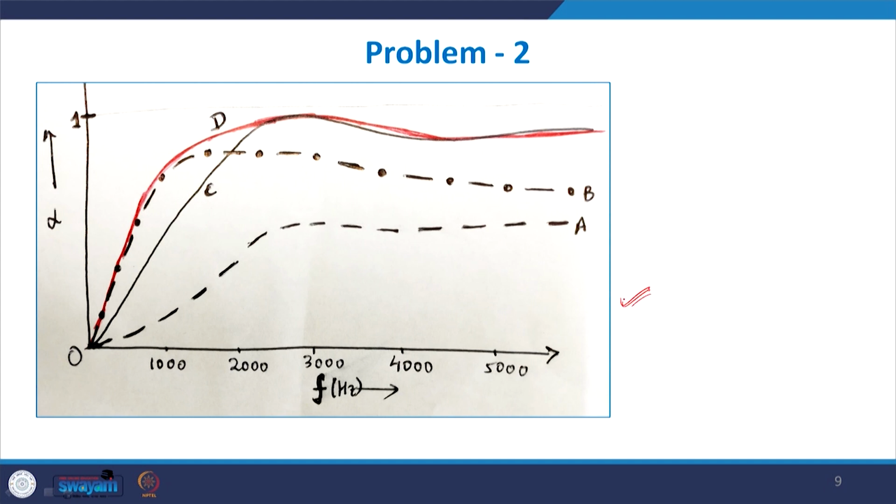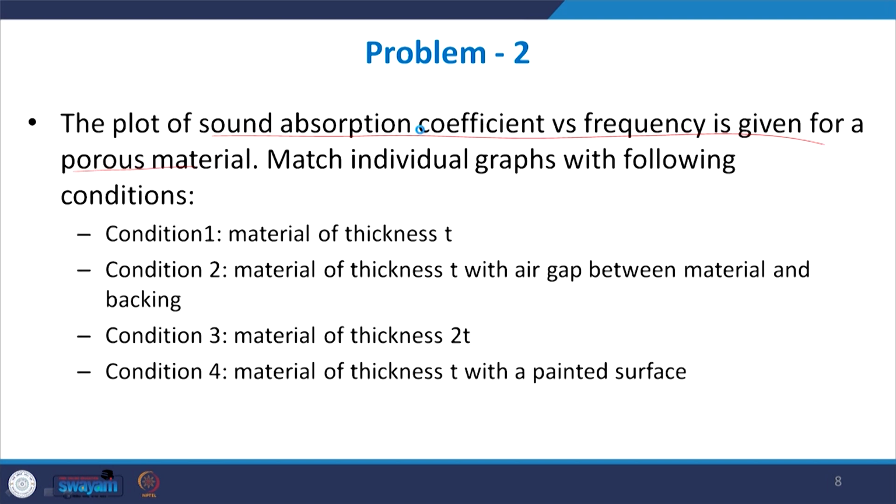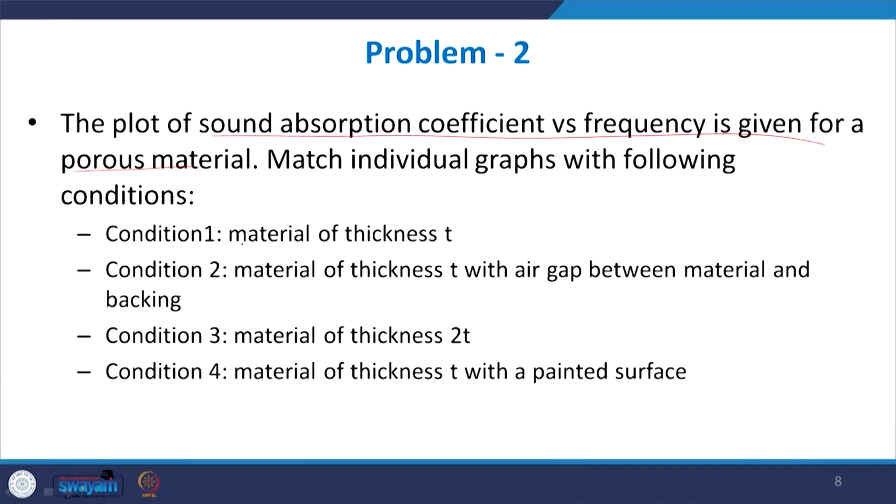So you can see this is an alpha and f plot, and there are 4 different graphs. This is graph A, this is graph B, graph C, and the red one is graph D. Each graph corresponds to a certain condition for a porous material, and you have to match every graph with that condition. The first condition is a graph of a porous material of thickness T. The second condition is the graph of that same porous material with the same thickness, but an air gap is added between the material and the backing.